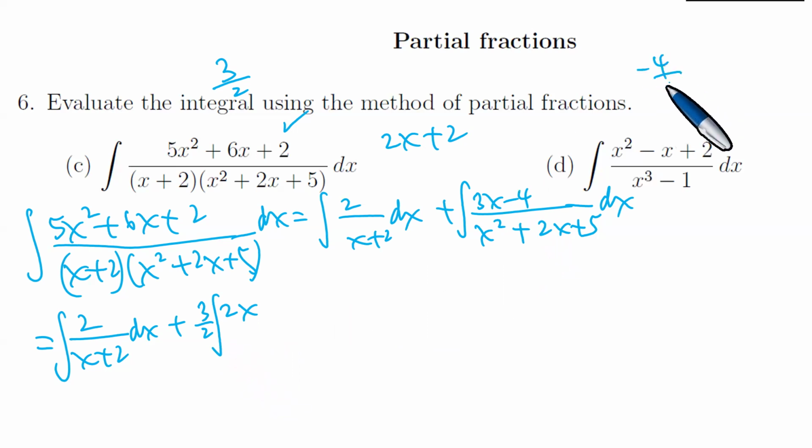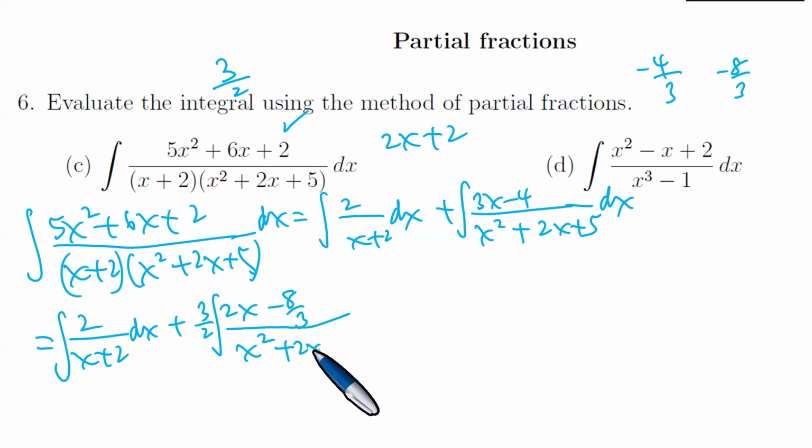Right, if you factor out 3 it is going to be minus 4 out of 3, multiply it by 2, it becomes minus 8 out of 3, like that. So that's what you get, minus 8 out of 3. You divide by x squared plus 2x plus 5.